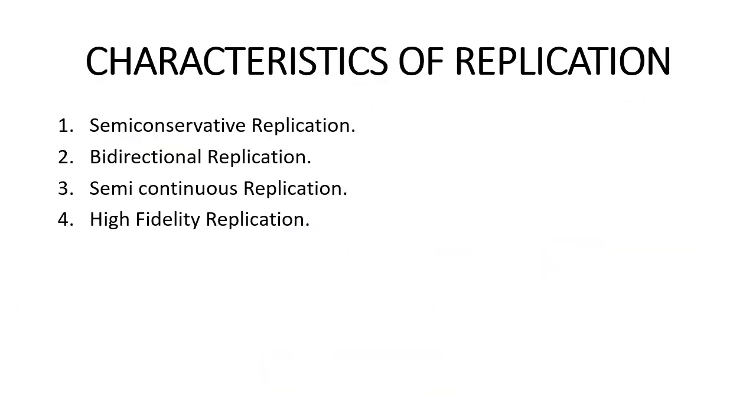There are some characteristics of DNA replication. First one is DNA replication is semi-conservative. It means one strand of the parental DNA is conserved, but the second one is new. Second characteristic is that DNA replication is bidirectional. At the same time, it proceeds in both directions, from right to left and left to right. Third one is semi-continuous replication. And fourth one is highly faithful replication.